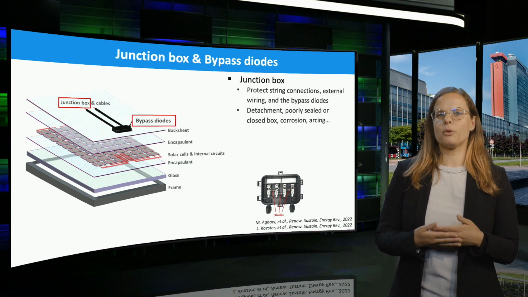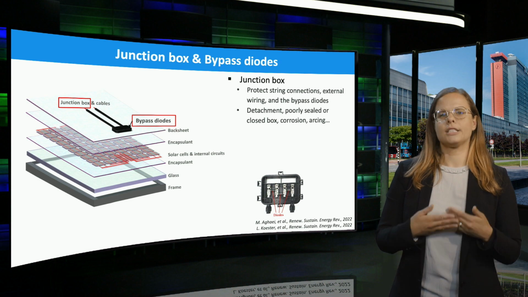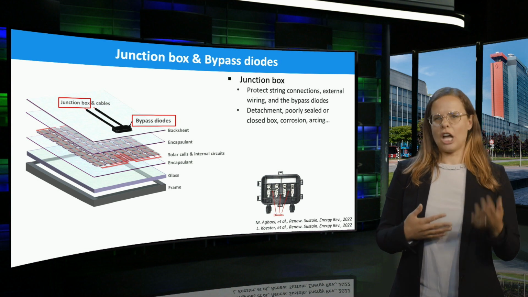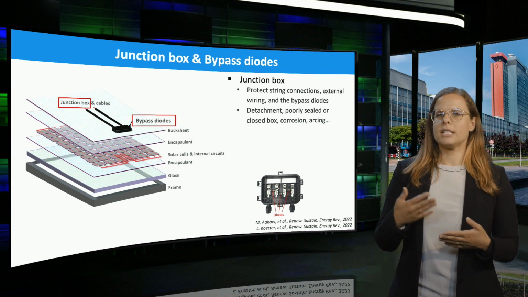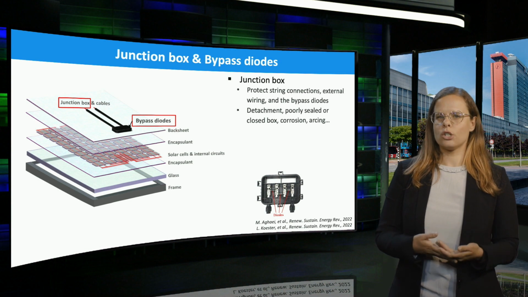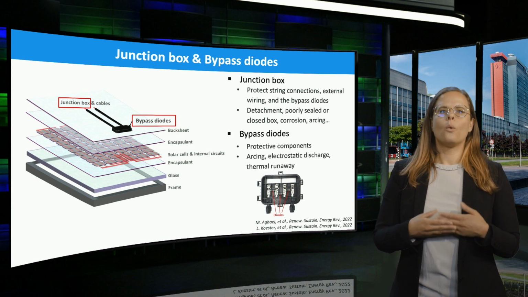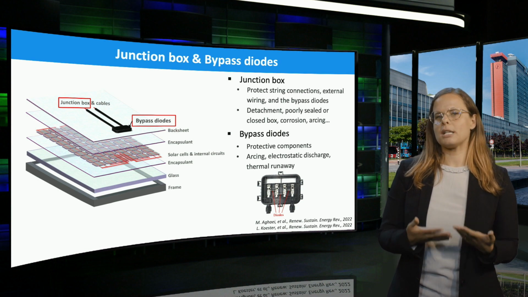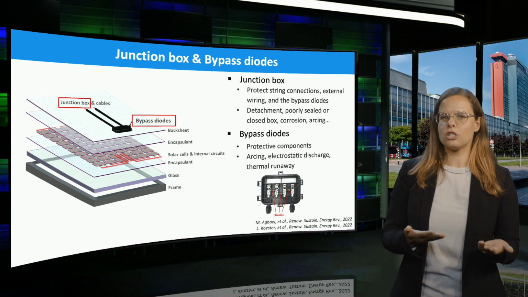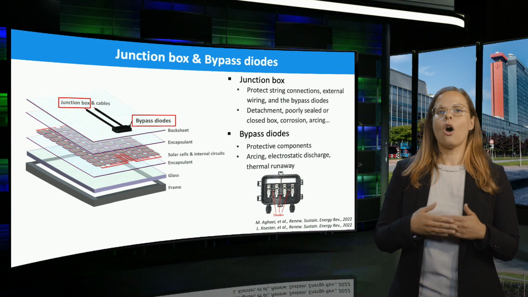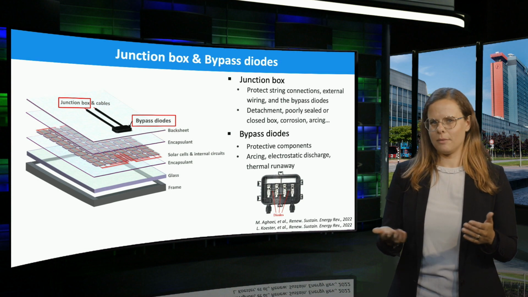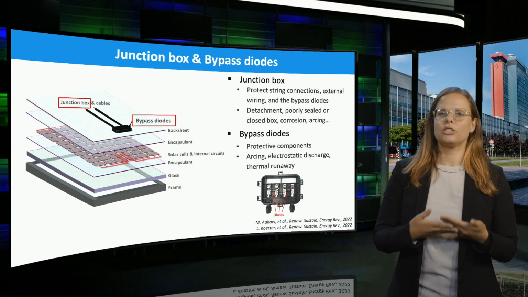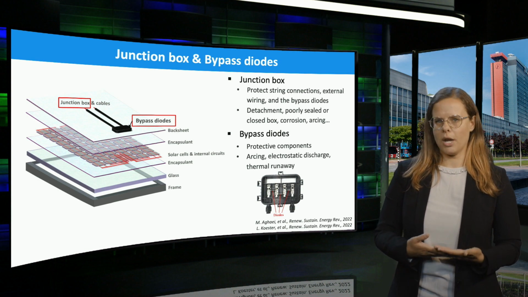The junction box is used to protect the connections of strings, external wiring, and bypass diodes. Its failure modes can be detachment from the module backsheet, poorly sealed or closed box, corrosion, or arcing. The bypass diodes are protective components intended to minimize module losses during reverse bias operation by providing a path for the current of good cells to bypass bad cells. The main failure modes of bypass diodes include arcing, electrostatic discharge, and thermal runaway.